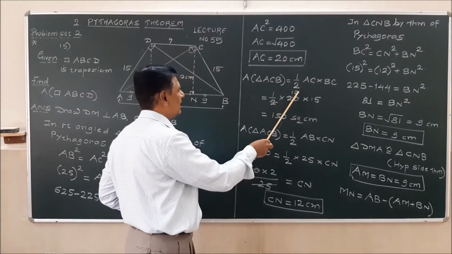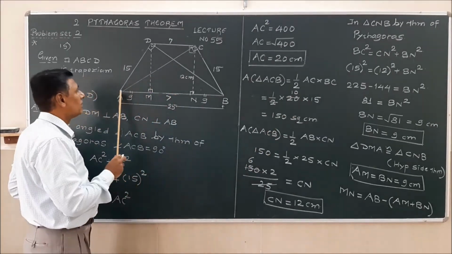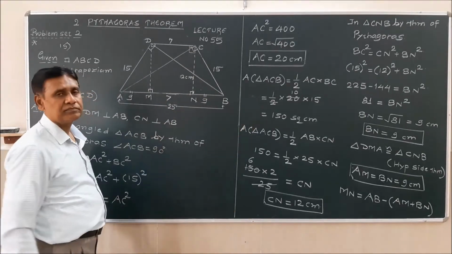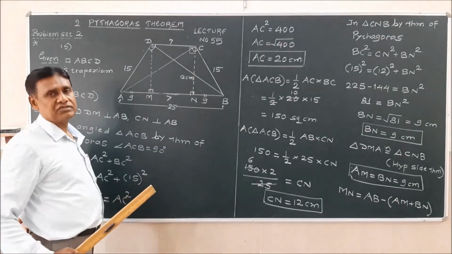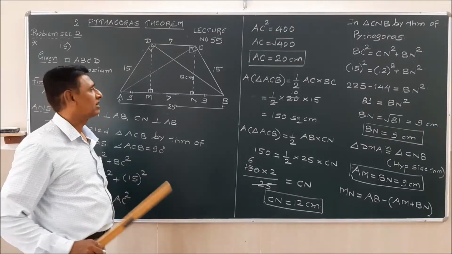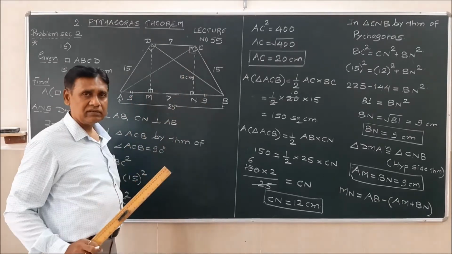So half AC into BC. Two 10s are 20. So I got the area of ACB as how much? 150. At once you will get the area of ACB. Try to understand what I am saying. At once you will get the area of triangle ACB.